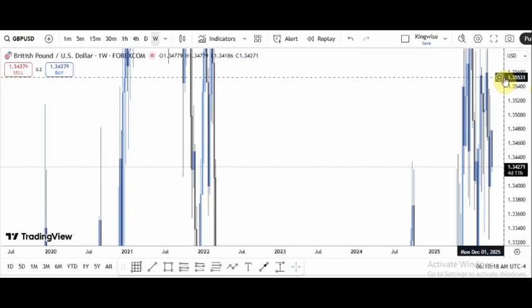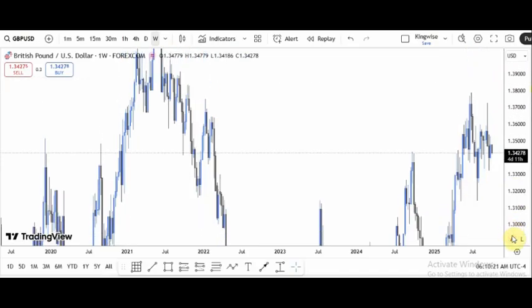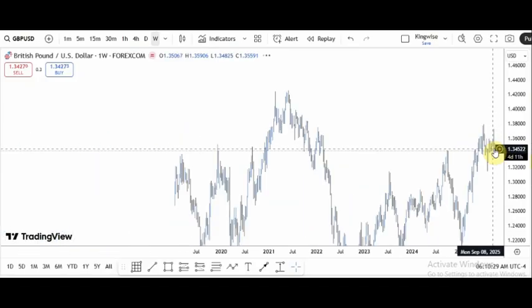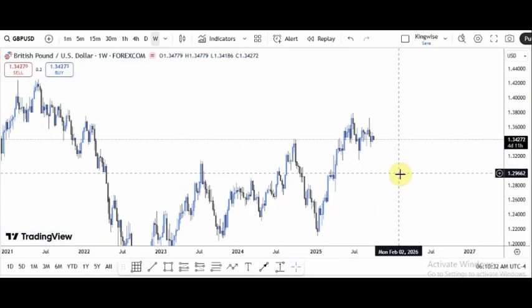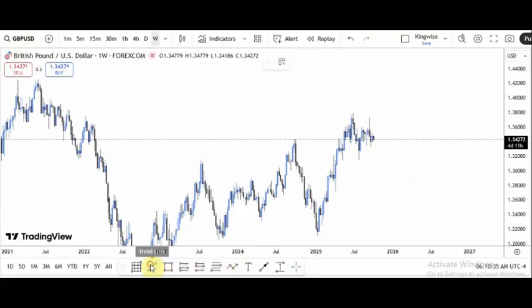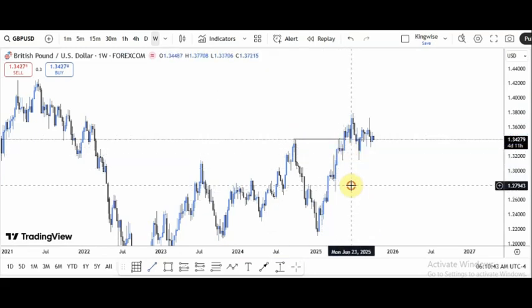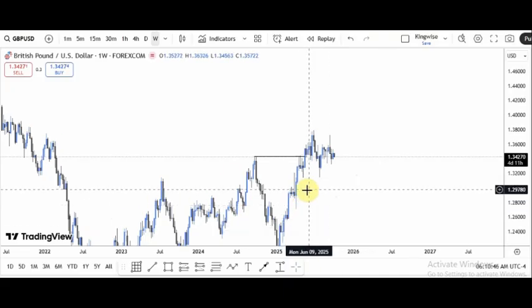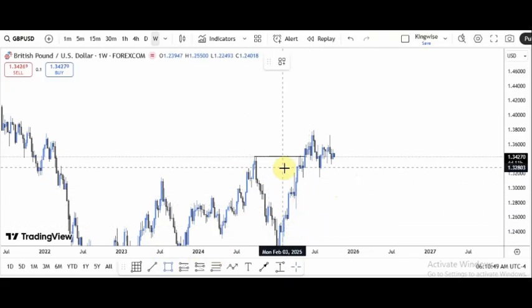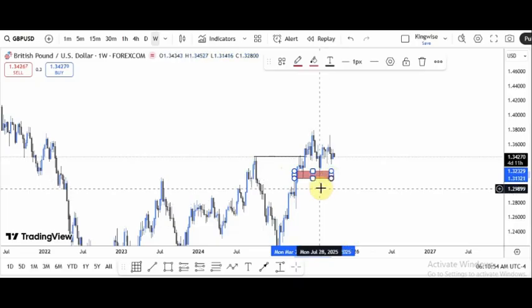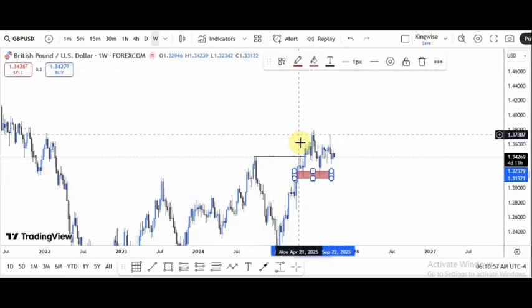Let's quickly do a top-down analysis on GBP JPY. The only thing I can see on GBP JPY on the weekly time frame is the fact that this was the breakout structure we had, and then what we can see is price reacting from a fair value gap, a bullish fair value gap here. That's where price is reacting from.